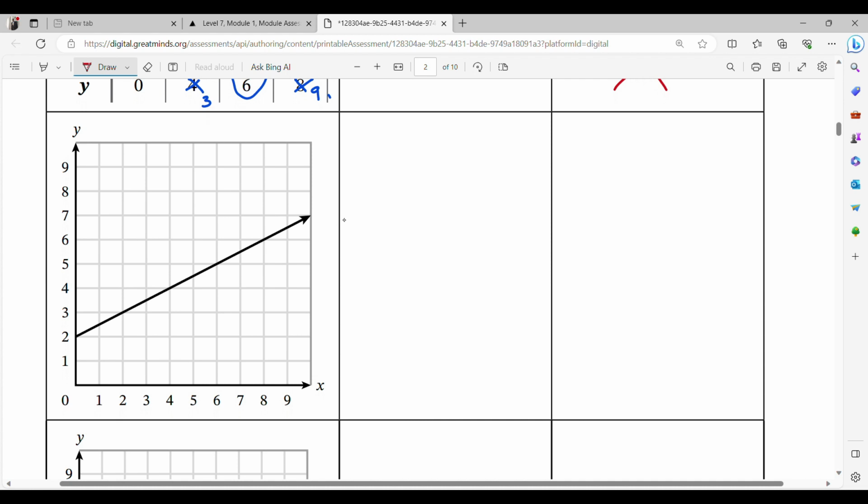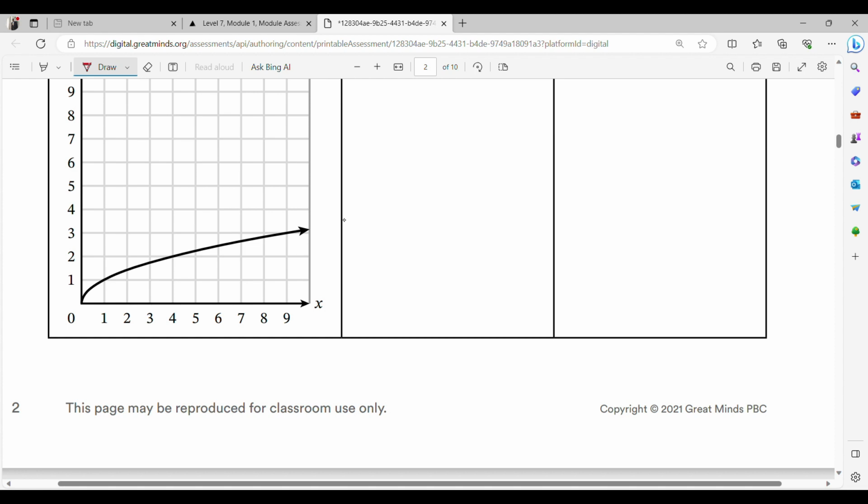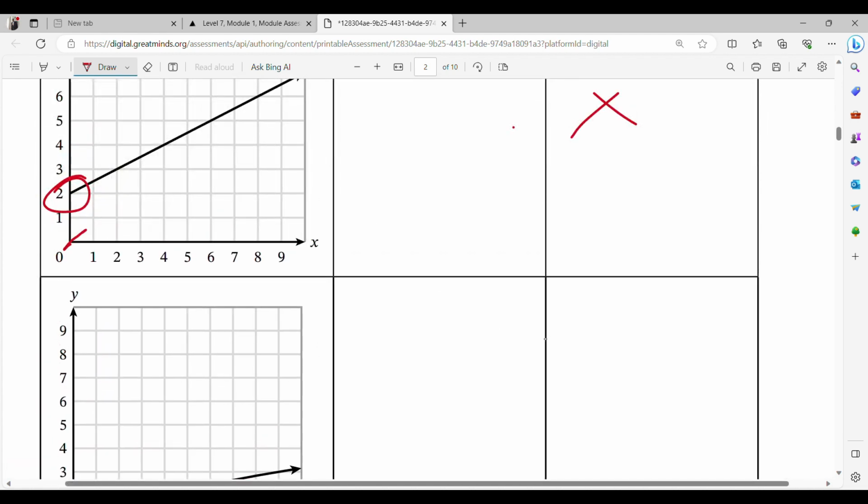Is this proportional? See right here. No, it's not. It has to go through 0 in order to be proportional. So that's a no. Is this one proportional? No, it's not. It has to be straight, not curved. So that again is no.